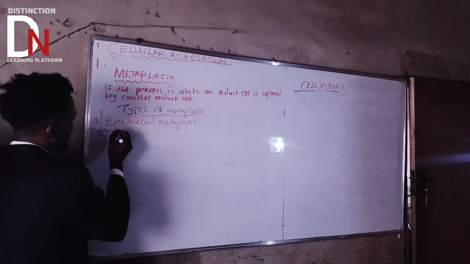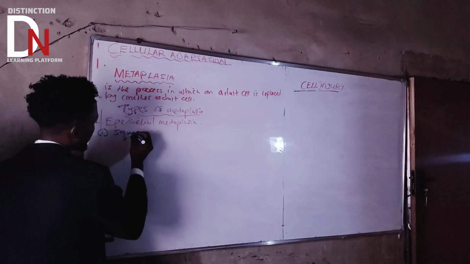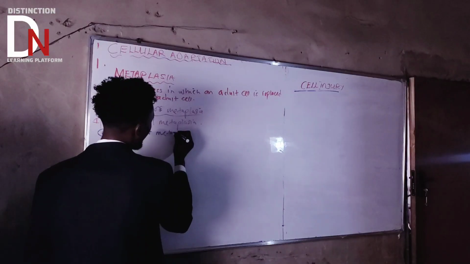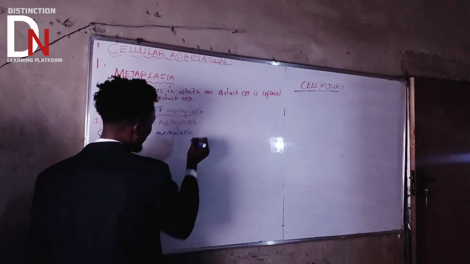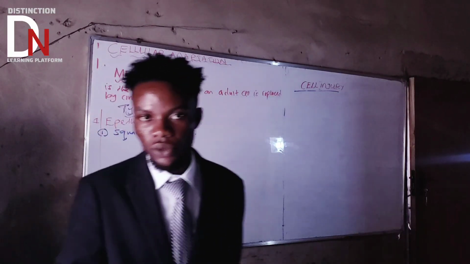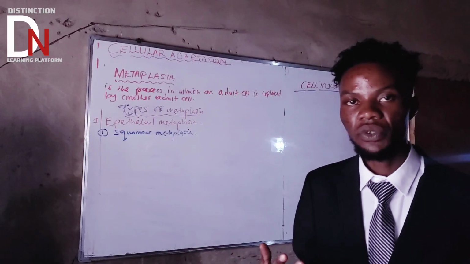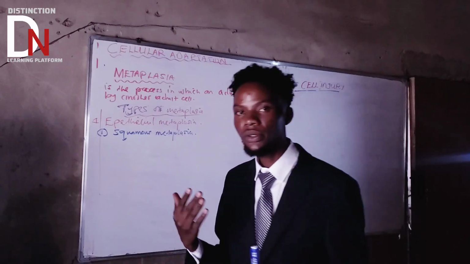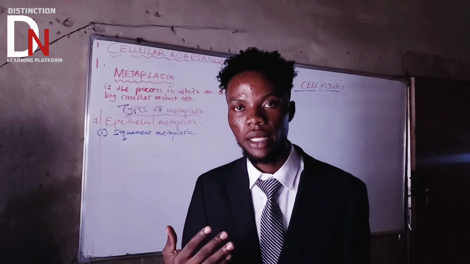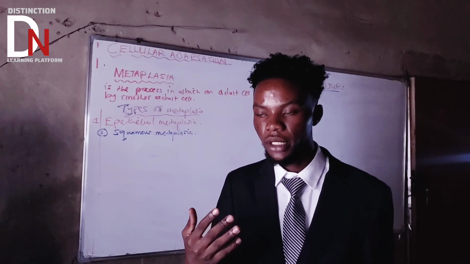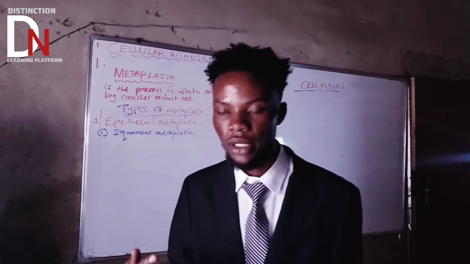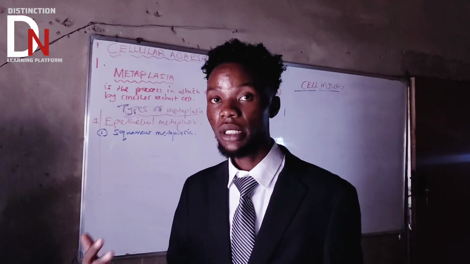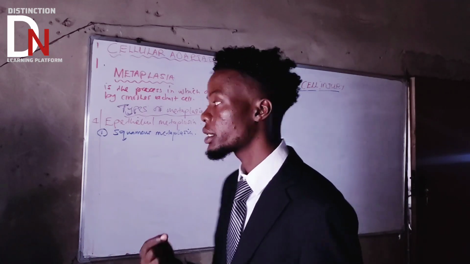So let us talk about squamous metaplasia. So what's the definition of squamous metaplasia? Squamous metaplasia is where the epithelial tissue is changing into another tissue. Basically, it is changing into squamous tissue. Maybe it's changing from columnar tissue into the what? Squamous epithelial tissue. That is squamous metaplasia.